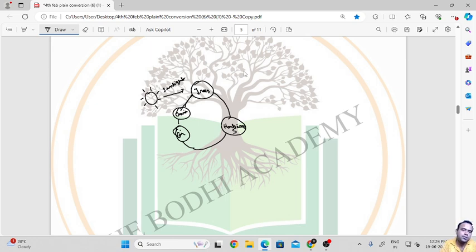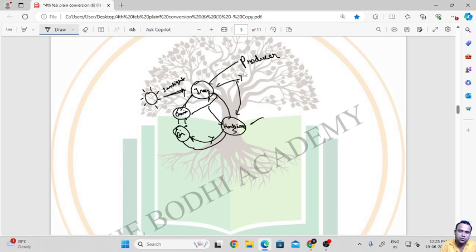So let me explain. The sun is giving sunlight, the trees are making food through photosynthesis, and the herbivores are eating this food on the tree branches directly. So trees are known as the producers of food. The carnivores are eating the herbivores, and the omnivores are eating both the trees and the herbivores.